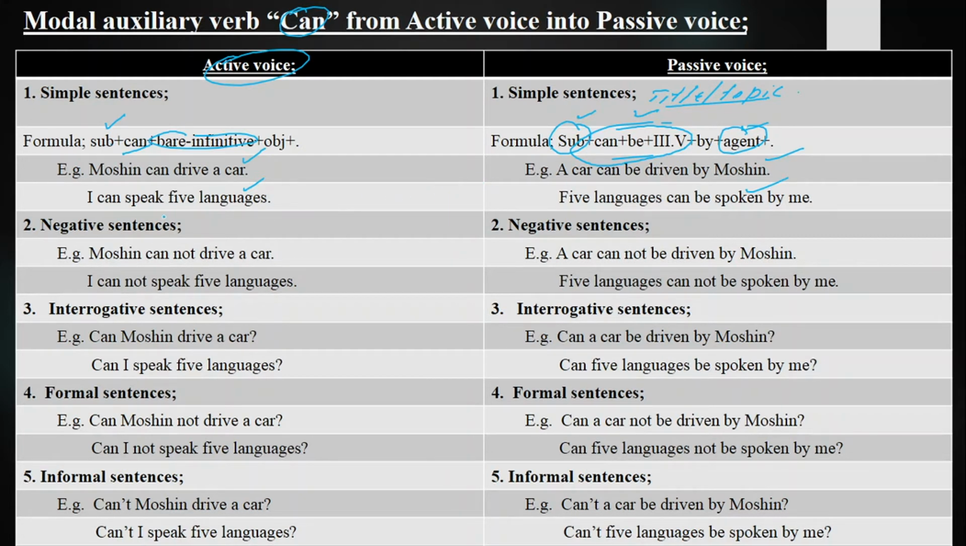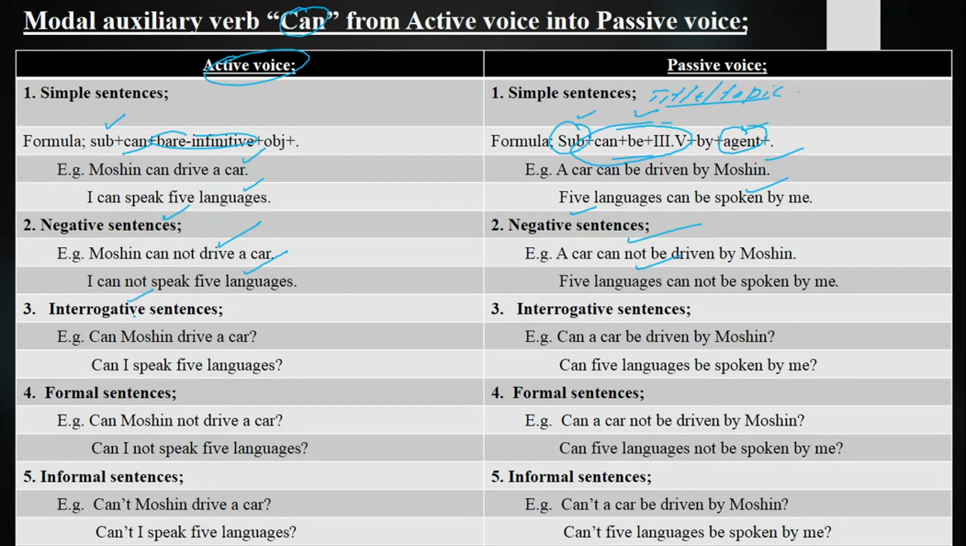In the same way, negative sentences, those sentences in which we deny the statement, reject the statement, or refuse the statement. Like Mohsin cannot drive a car. A car cannot be driven by Mohsin. I cannot speak 5 languages. 5 languages cannot be spoken by me.